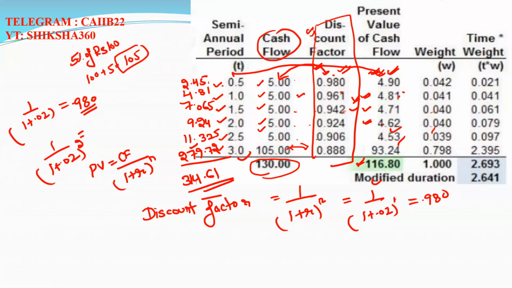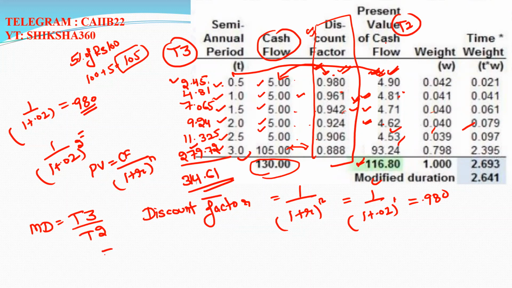Hope this is clear to all of you, how we get this value. We will use the same concept here which we have used in the class. So we can calculate the present value, and from the present value we can get this first value. So how can we calculate the Macaulay duration? It is T3 by T2. So T3 here is 314.61 divided by T2, which is 116.80.